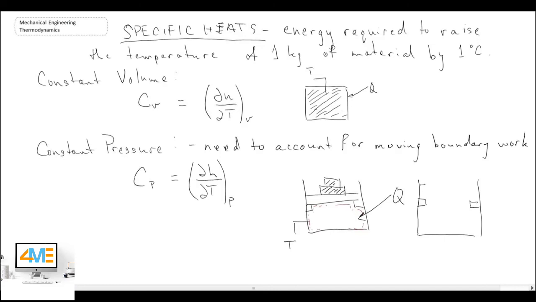piston will lift off of the mechanical stops, and when that happens we have boundary work. So all of a sudden our system has increased in size, and we need to account for the fact that we're doing a little bit of work in the process. So that will have an impact upon the specific heat that you're measuring, and that's why we have the two different forms of specific heat.